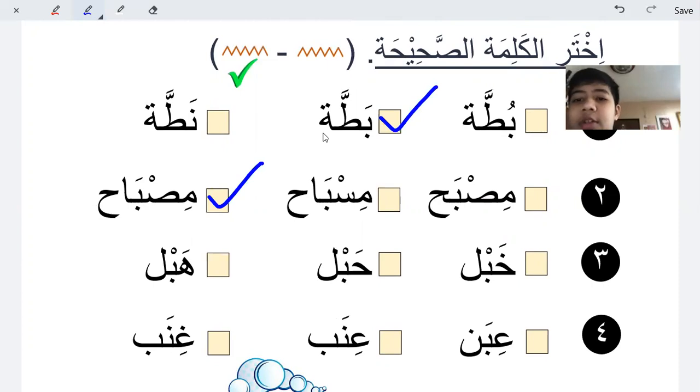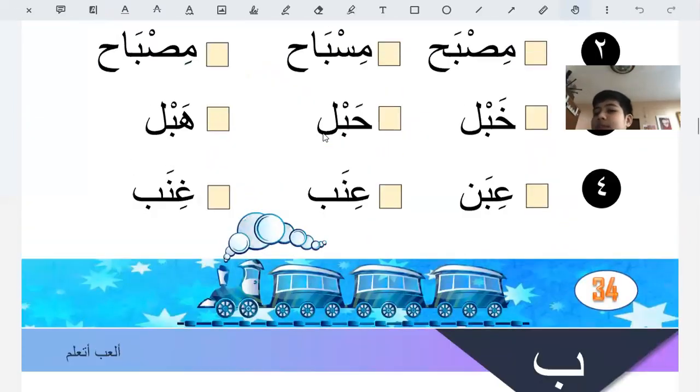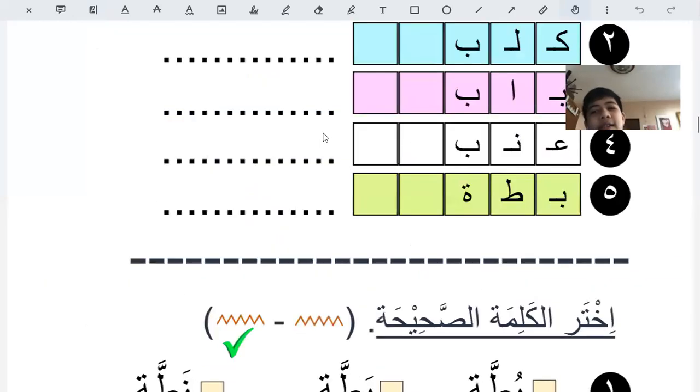Hubble. Second one. Meaning? Rope. Hubble means rope. Enub. The second one. Grapes. Yep. So today you have learned some vocabulary.